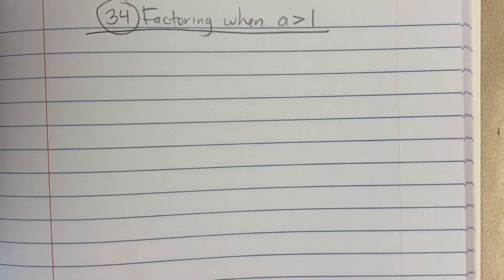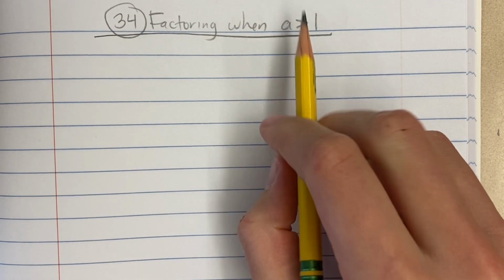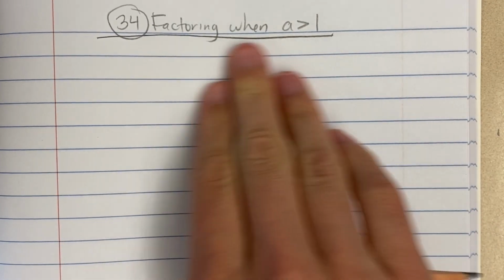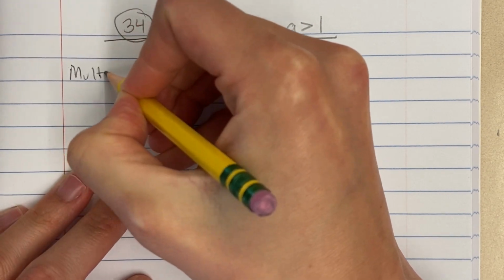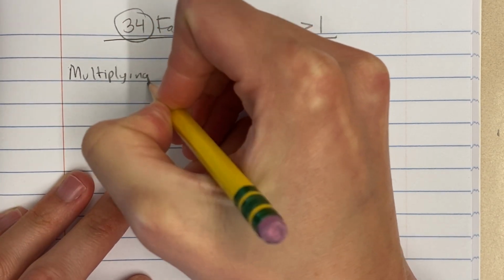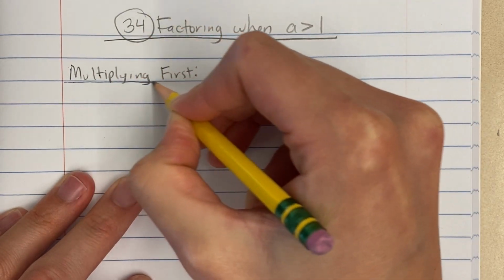In this assignment, assignment 34, we're going to be talking about factoring when a is greater than 1. We're going to get there, but what we're going to do first is talk about multiplying. Multiplying, remember, is the opposite of factoring. And so we're going to first talk about multiplying.